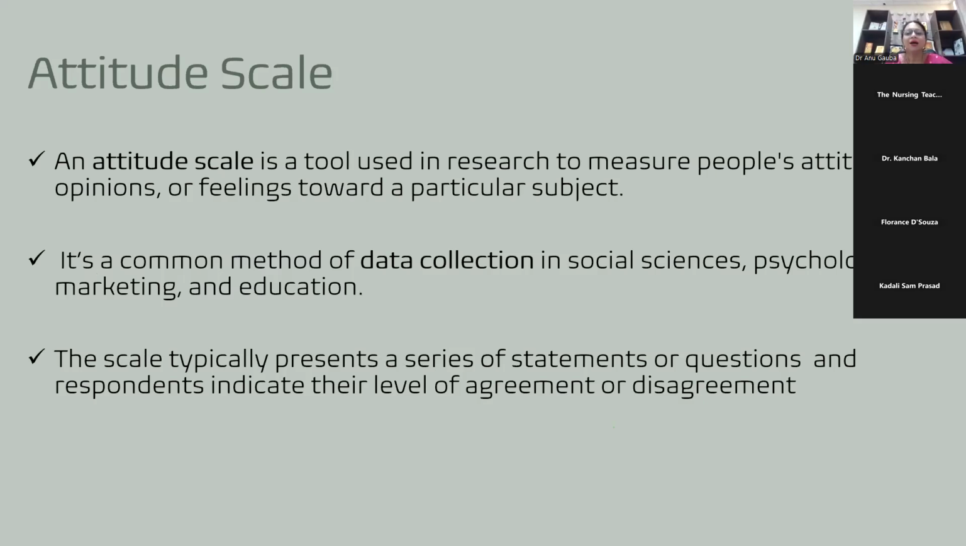Now, another method is the attitude scale. I think everybody knows the Likert scale, right? So the attitude scale is a tool which is used by many researchers so that we can measure the individual's attitudes, their opinions, their feelings towards a particular subject or a particular event, right? A Likert scale is used by many of us.